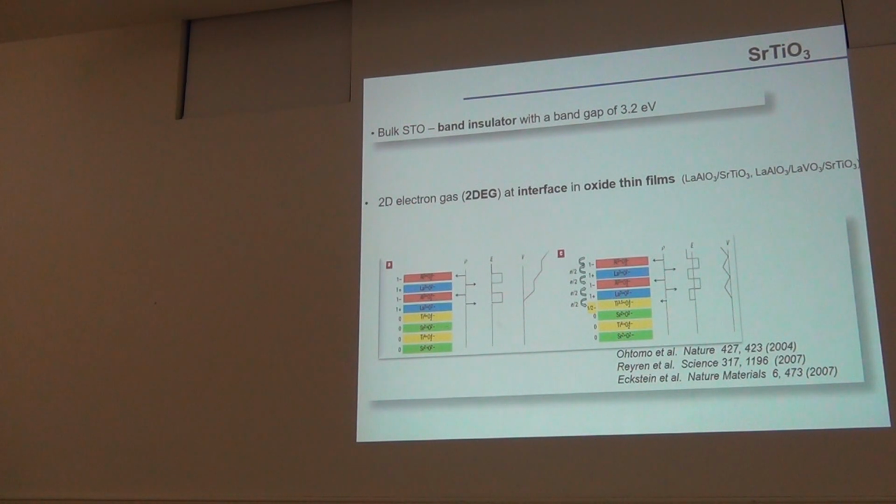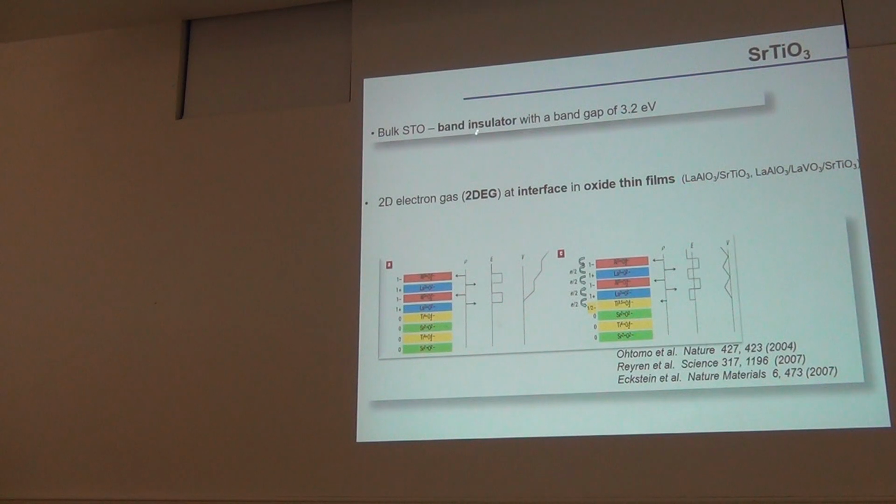So if you go to the periodic table, a 4+ oxidation means that titanium has a 3d0 band, basically, so that it's telling you you have a closed shell system. Therefore, this should be a band insulator. And a band insulator can be perfectly described by density functional theory, as I'm going to show you. So this is a band insulator with a band gap of 3.2 electron volts.